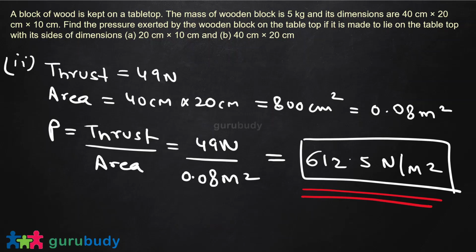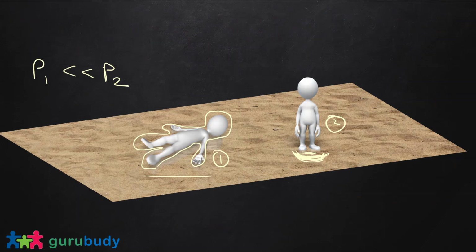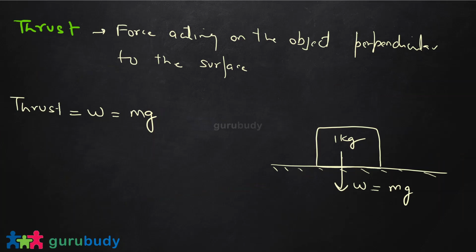I hope that gives you a good understanding of thrust and pressure. So thrust is the force which is acting on the object perpendicular to the surface, and the pressure is basically thrust upon area.